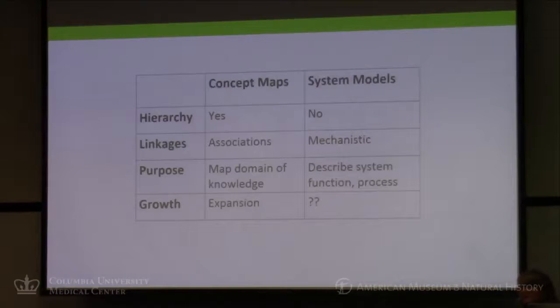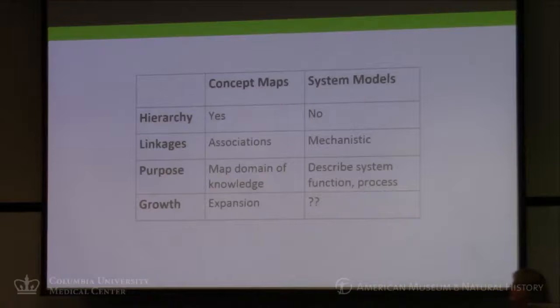So, first of all, concept maps are hierarchically constructed. They consist of tiers of components that are nested in some organized fashion, arranged in different levels of hierarchy. System models do not rely on hierarchy. They might have hierarchy, but it's not essential to their structure. Secondly, the linkages or associations that we see in concept maps and models differ in the way that we think about them. As I mentioned, in our system models, ideally those relationships are mechanistic in nature, that they have some kind of causal interaction or some relationship that explains how these two things are related to one another in terms of what they do.